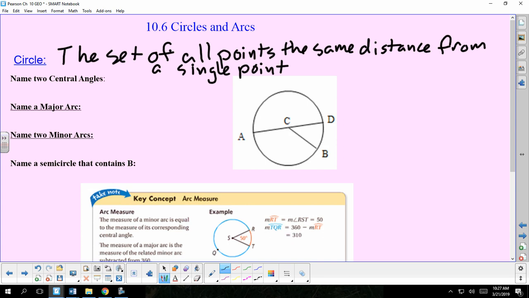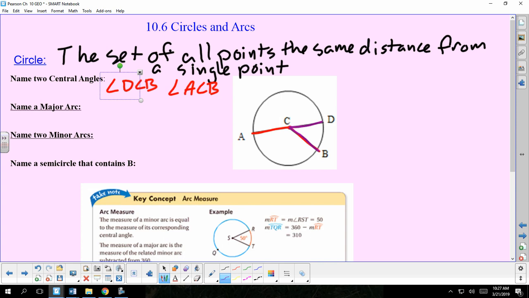The central angle, just like we did with regular polygons, is an angle with a vertex at the center of a circle. So in this case, we need two central angles. What about angle DCB and angle ACB? Notice the vertex at the center, and for this one also, the vertex at the center.